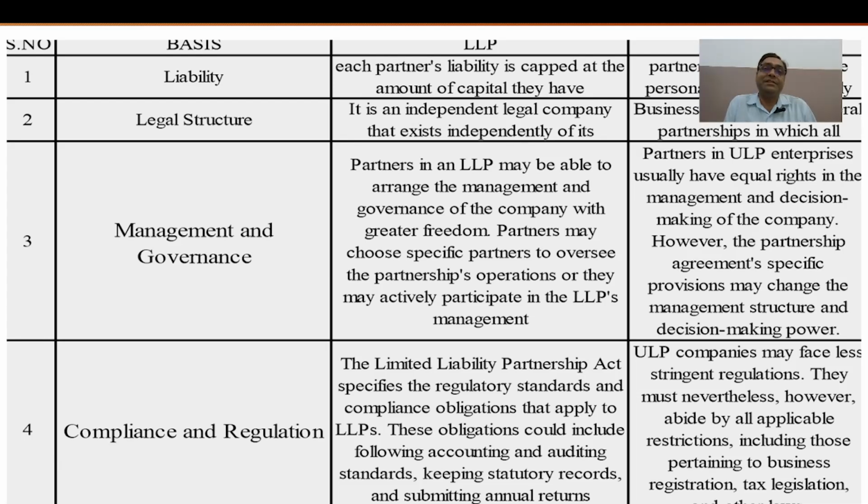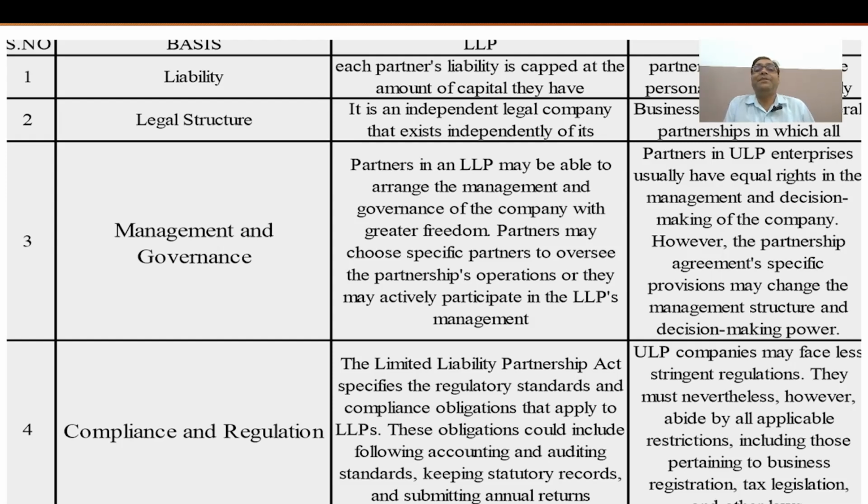Now the legal structure, number two. An LLP is an independent legal company, existing independently of its partners, whereas a general partnership is a ULP.